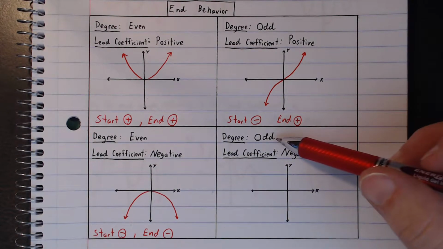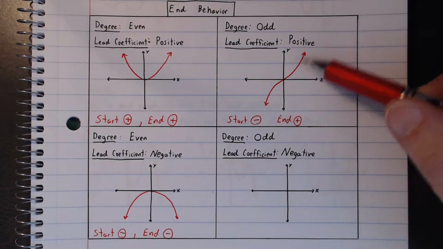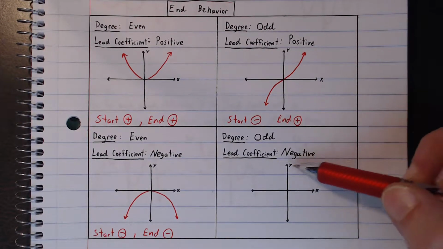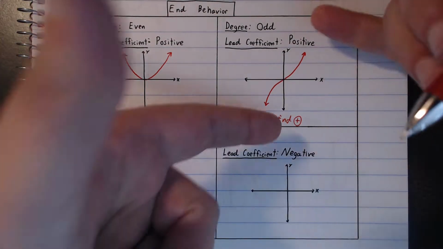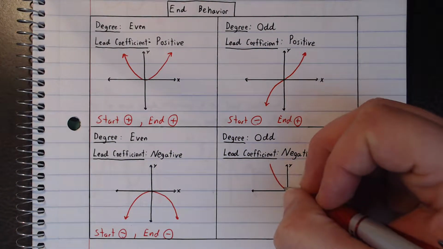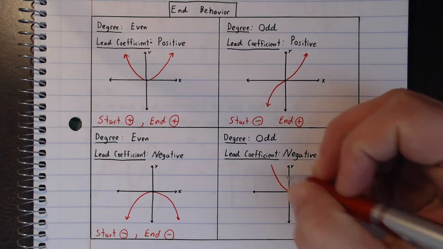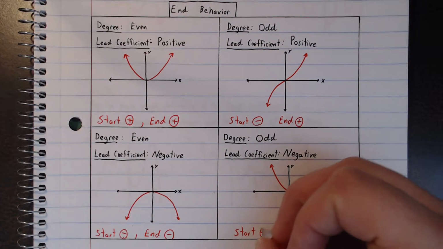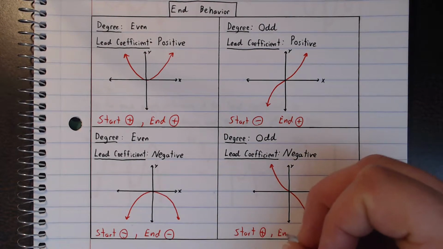Last, if our degree is odd, right, we're going to have this right opposite kind of look to it, but we want our lead coefficient to be negative. So this whole graph is going to flip. That means we start up here at the positives, and then we're going to end at the negatives. Start positive, end negative.